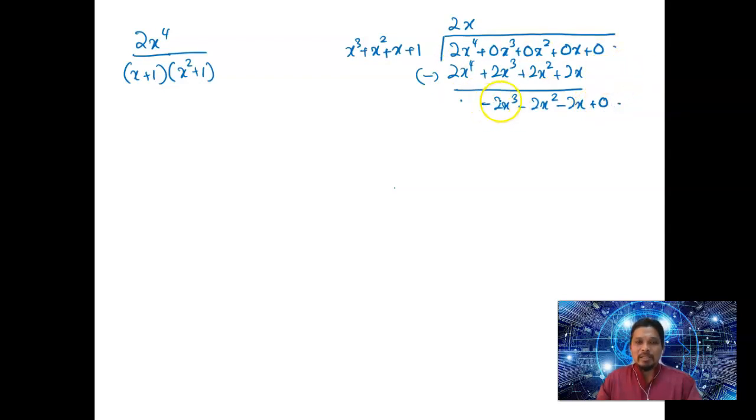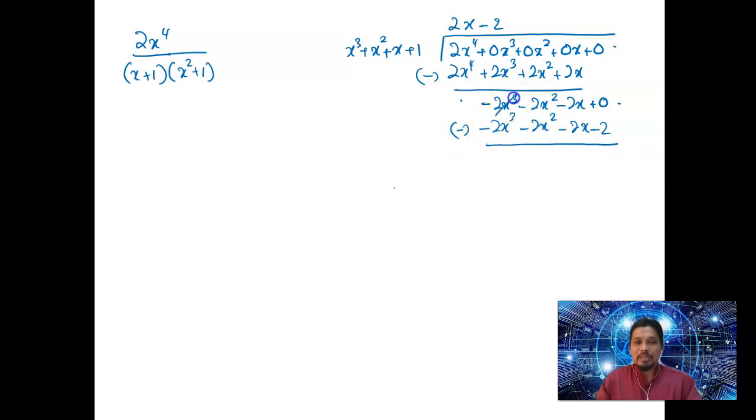Okay, so negative 2x cubed, divided by x cubed, gives negative 2. So negative 2 times x cubed is minus 2x cubed. Negative 2 times x squared is minus 2x squared. Negative 2 times x is minus 2x, and negative 2 times 1 is minus 2.